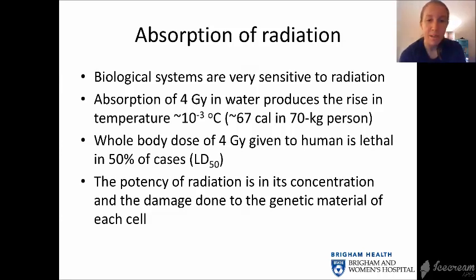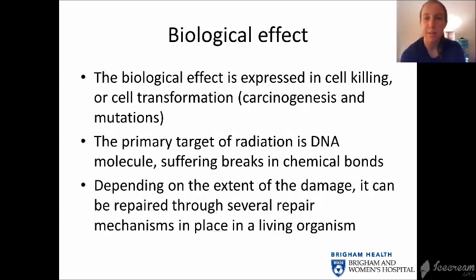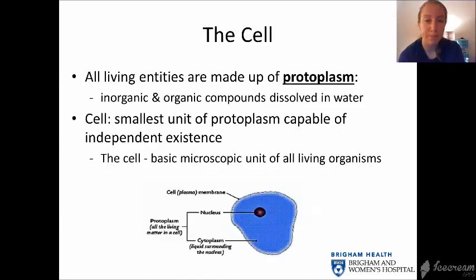The potency of radiation is in its concentration and the damage done to the genetic material of each cell. That shouldn't be surprising given the information in this talk. The biological effect is expressed in cell killing or cell transformation, so carcinogenesis and mutations. The primary target of radiation is DNA, suffering breaks in chemical bonds. And depending on the extent of the damage, it can be repaired through several repair mechanisms in place in a living organism. So let's focus on the cell first.